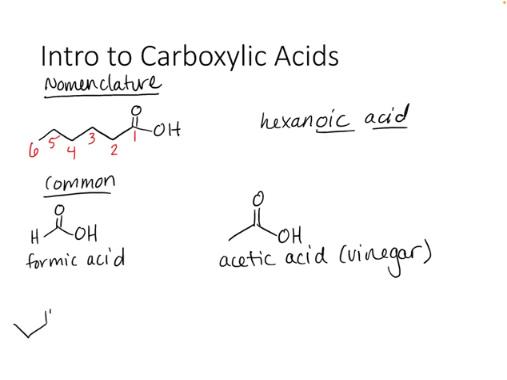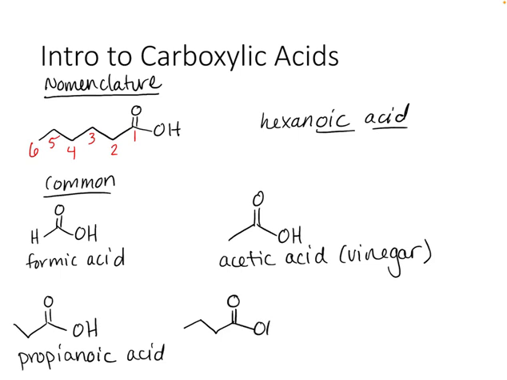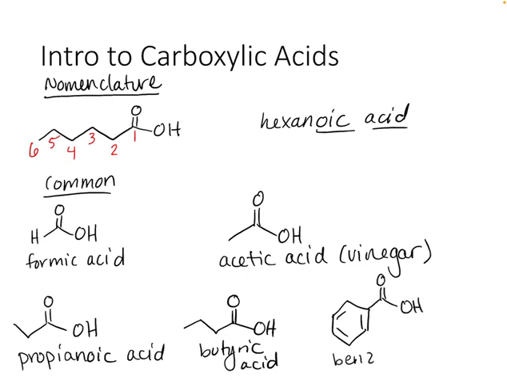And then let's just draw some more. This one with 3 carbons in its chain is called propanoic acid. And then we've got butyric acid, which has 4 carbons. And then finally, if you have a benzene ring attached to your carboxylic acid, that is called benzoic acid. So these are just good to know. You could make flashcards for these because you will see these quite often.